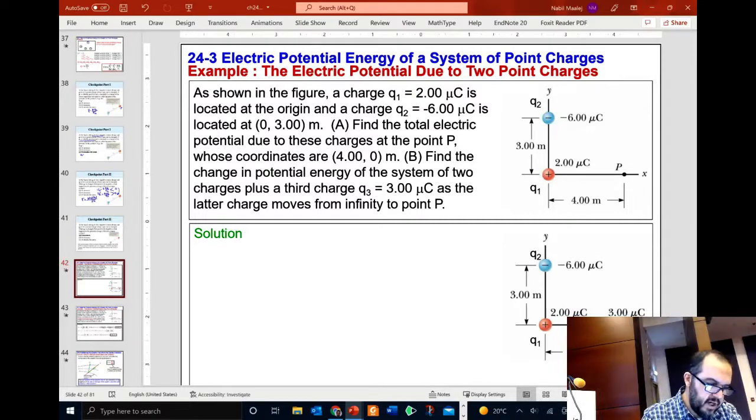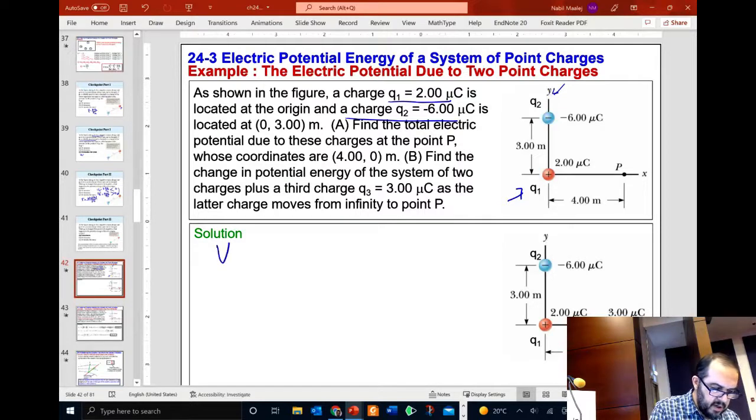Here we have a figure that shows a charge Q1 that is 2 microcoulombs, located at the origin. So this is charge Q1 at the origin. Okay? And charge Q2 is negative. It's minus 6 microcoulombs, and it's located at 0.3 meters along the y-axis. So this is charge Q2 here. Find the total electric potential due to these charges at point P. So this is point P here. Point P is at 4 meters along the x-axis.